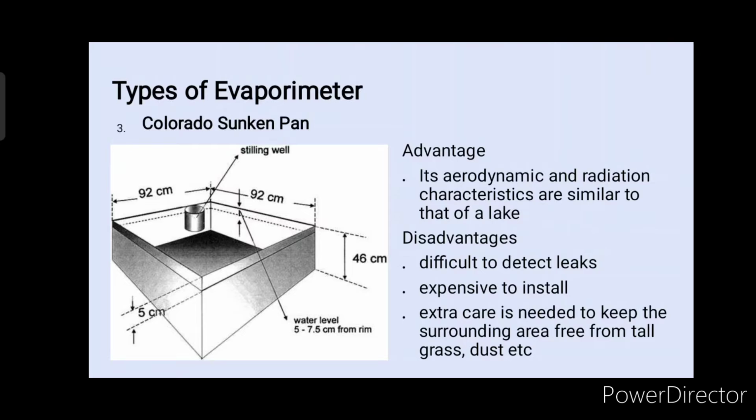The advantage of using this type of evaporimeter is its aerodynamic and radiation characteristics are similar to that of a lake. However, its disadvantages are it is difficult to detect leaks, expensive to install, and extra care is needed to keep the surrounding area free from tall grass, dust, and others.